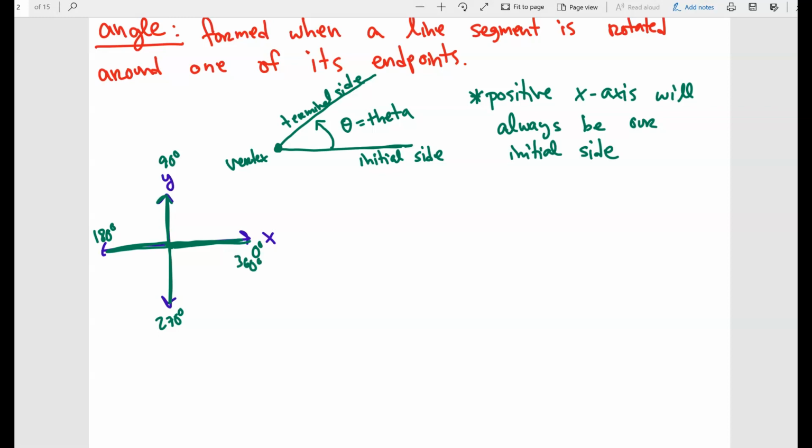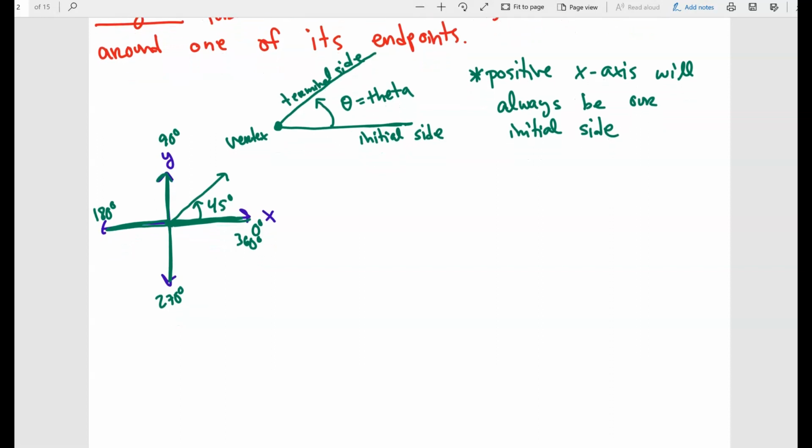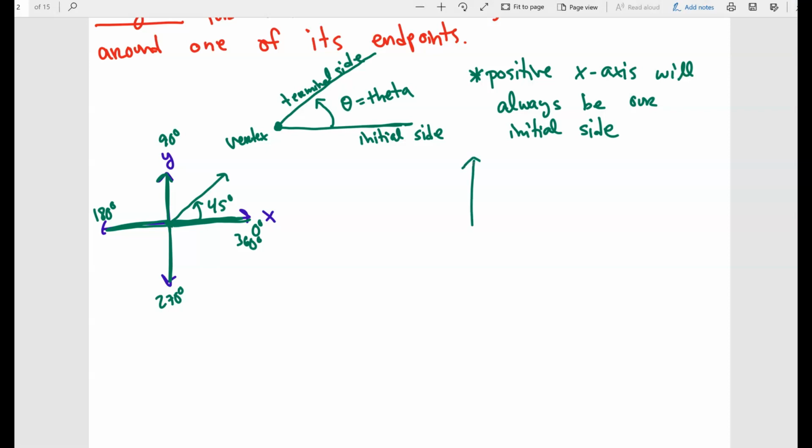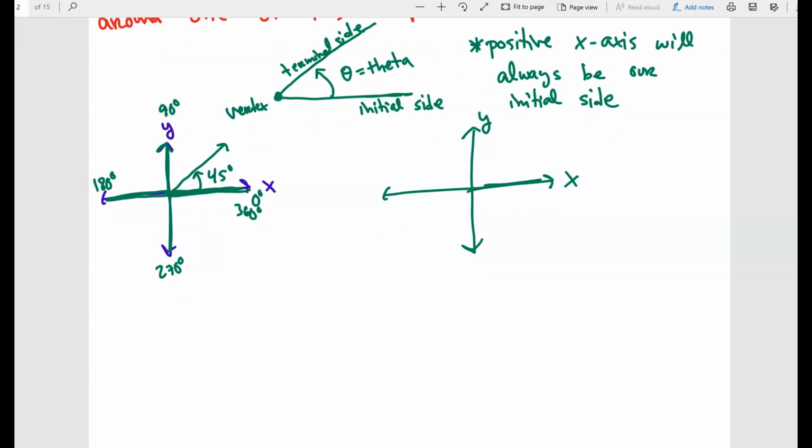Okay? So if I were to rotate this line segment starting here and rotate it over here, can you probably predict what this angle would be? Well, if this is 90 degrees and here's 0, halfway would be 45 degrees. So this is going to be 45 degrees. Similarly, we can do the same thing. Here's my x-axis and my y-axis. Here is my initial side. We know that this is going to be 0 degrees, 90, 180, 270, and 360 degrees.